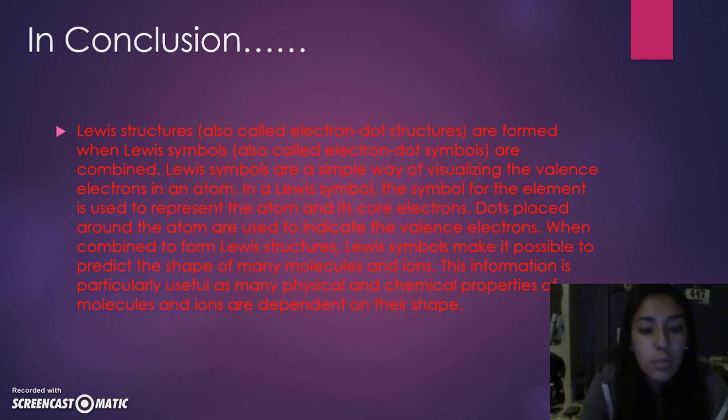When combined to form Lewis structures, Lewis symbols make it possible to predict the shape of many molecules and ions. This information is particularly useful as many physical and chemical properties of molecules and ions are dependent on their shape.